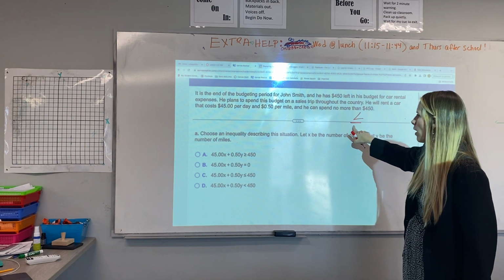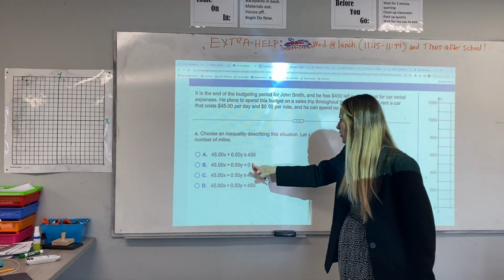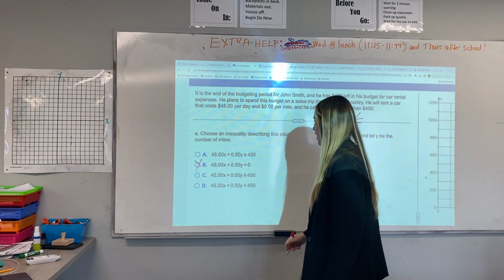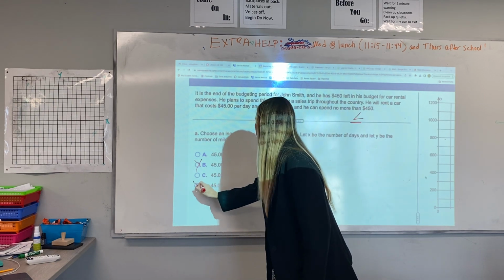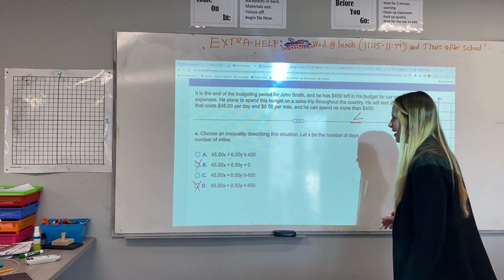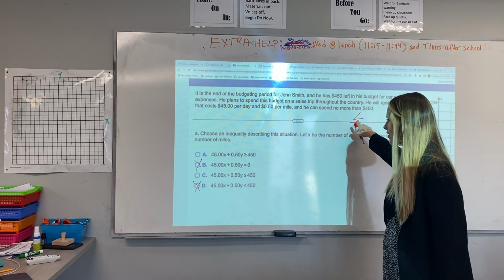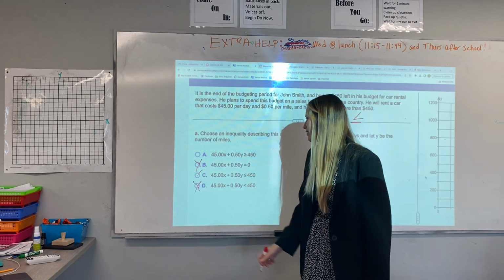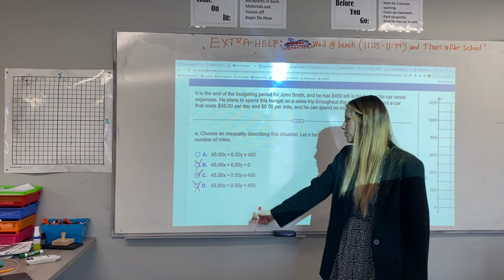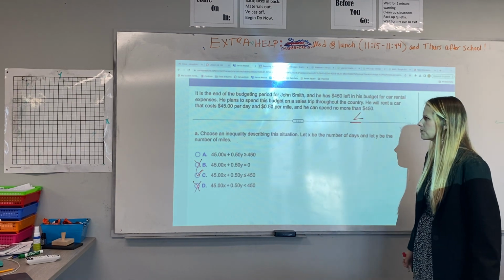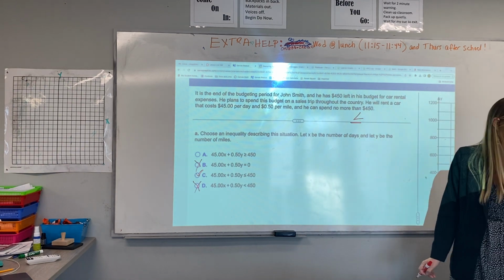Now that's our inequality sign, which immediately lets us cancel out and eliminate some choices. We can cancel out everything. It has to be less than or equal to, because everything else is set up the exact same way. Perfect. You are correct. Thank you.